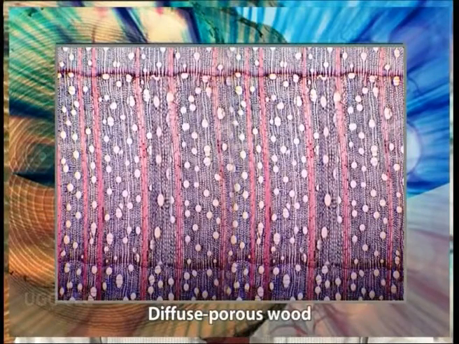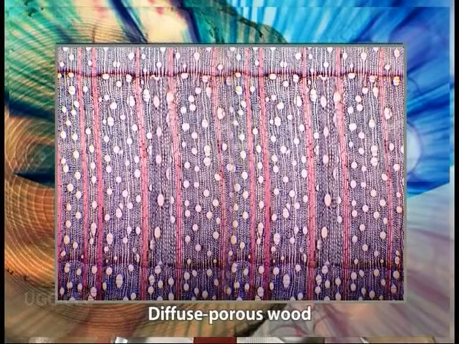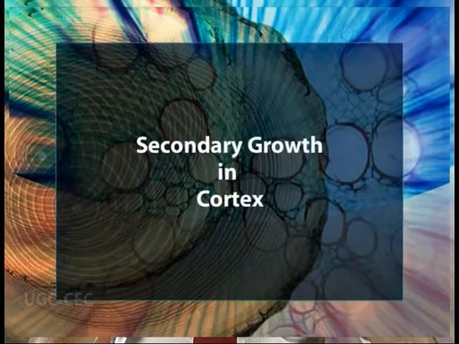Diffuse porous trees form vessels of roughly the same radial diameter throughout the growing season. Larger vessel size permits more rapid water conduction. Now, secondary growth in cortex.